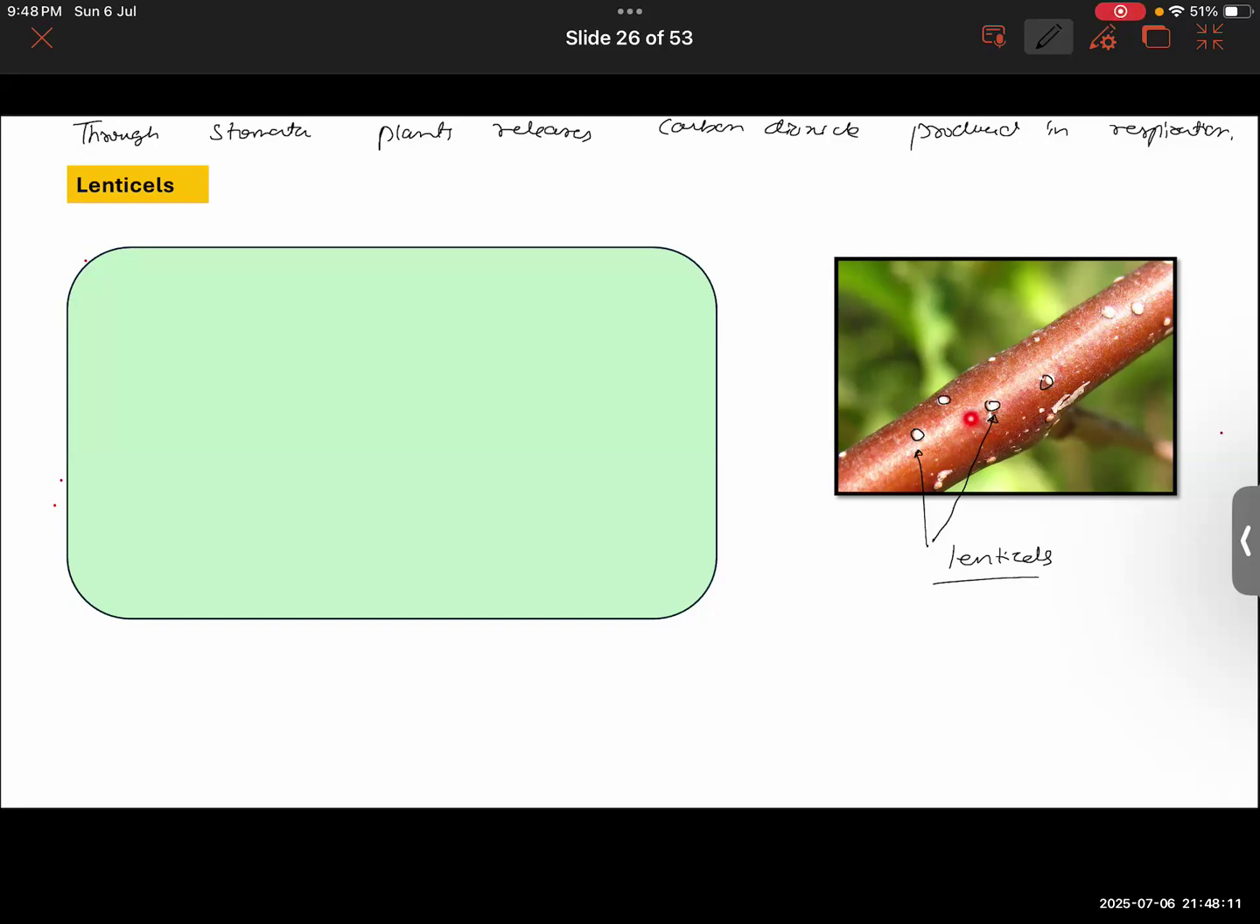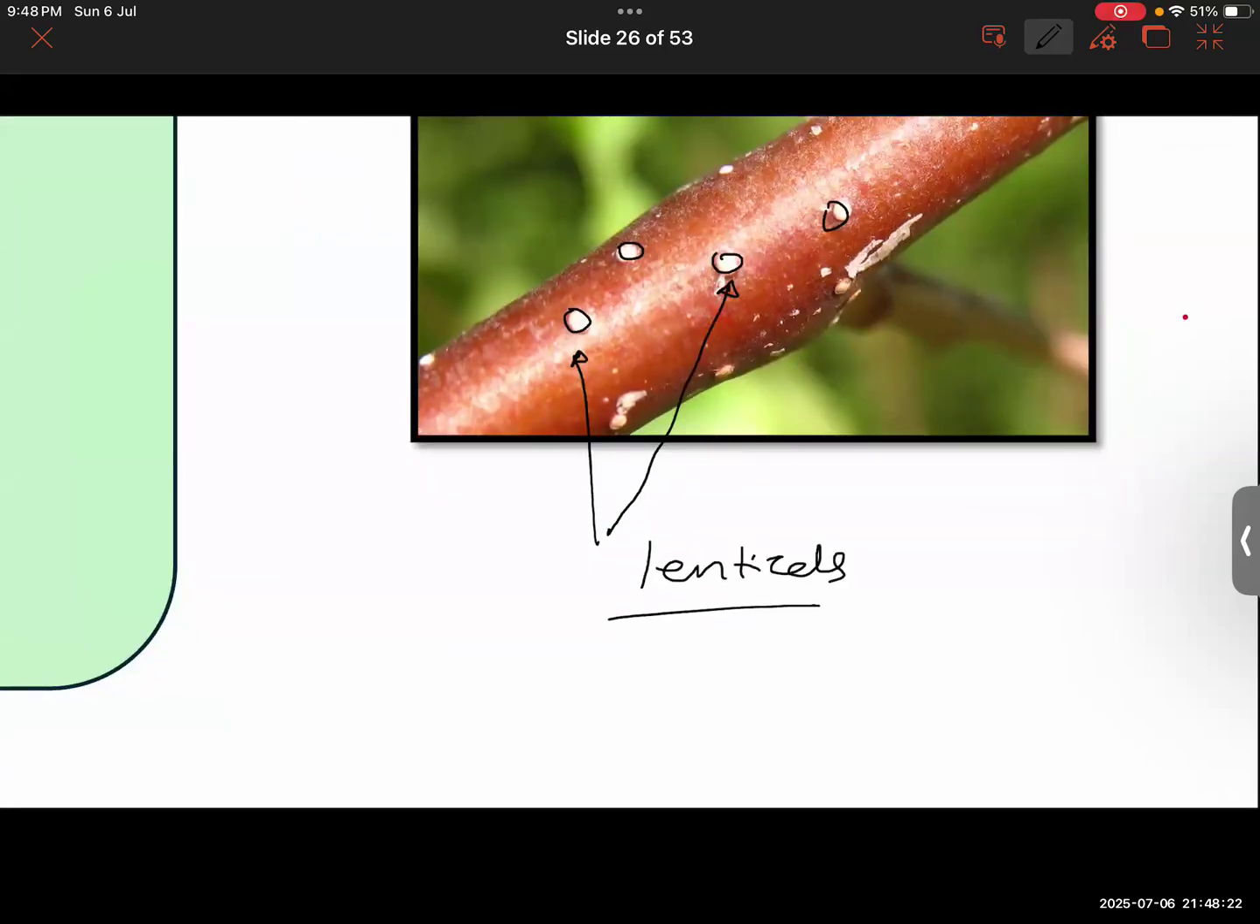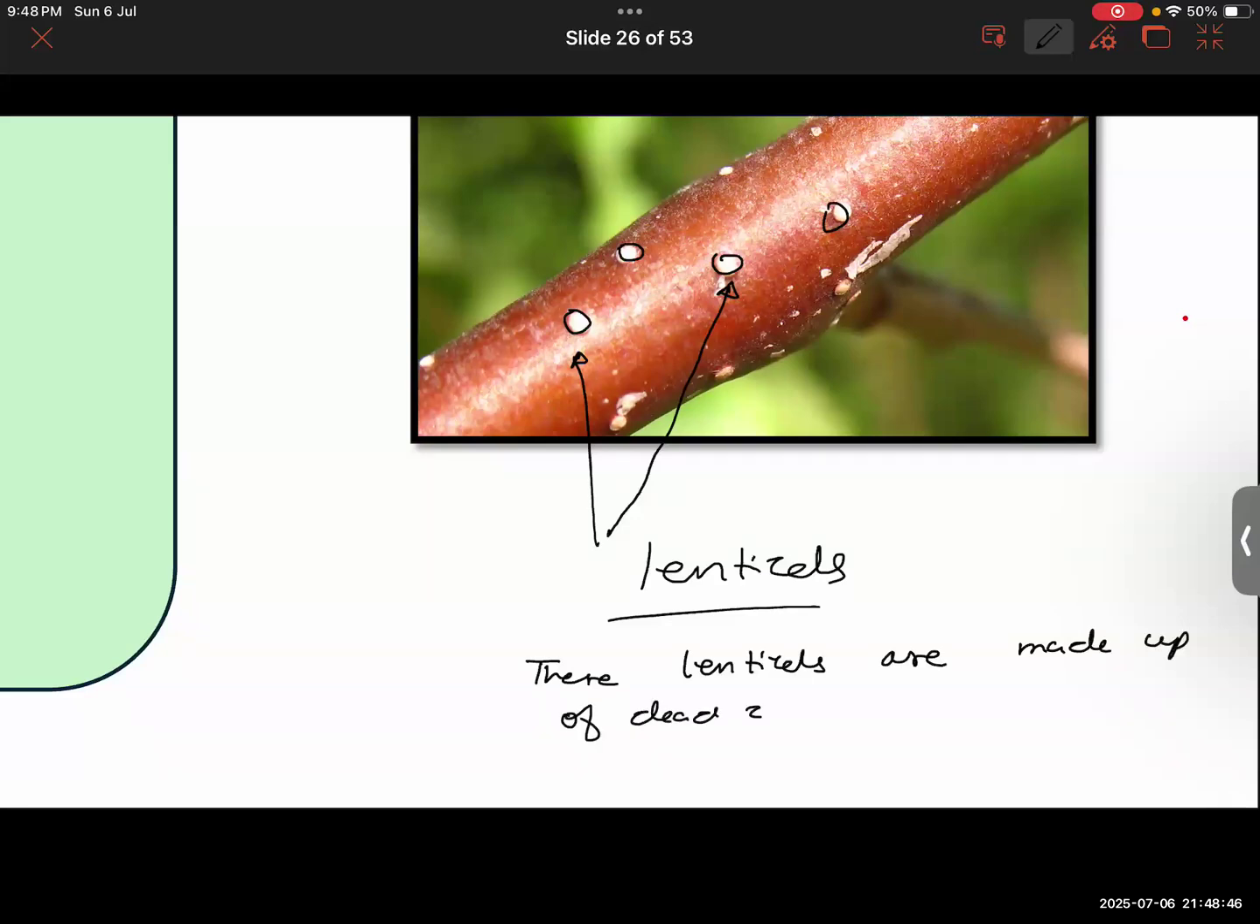The woody stems of the plants will also be doing respiration because of the presence of special tissues called lenticels. Within the lenticels, we will find tiny openings. Also, they are not alive; they are made up of dead cells. Getting it, guys? These lenticels are made up of dead cells. Okay, that is the thing.